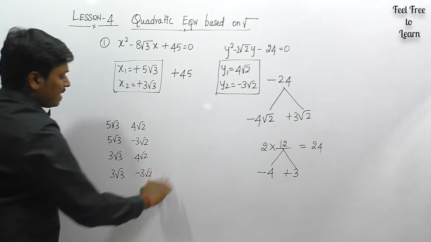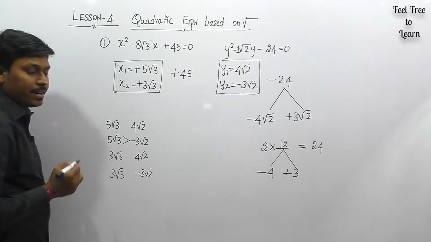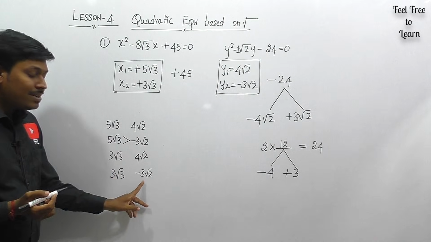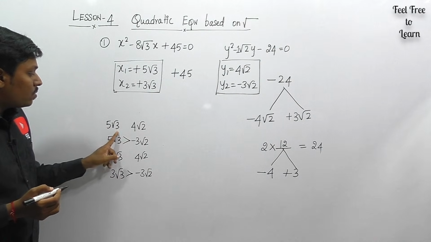Okay. So friends, listen here friends, here it is 5 root 3, here it is minus 3 root 3. Definitely positive, will be greater than. And similarly here 3 root 3 minus 3 root 2, again positive, is greater than. So friends, here it is 5 root 3 and 4 root 2.